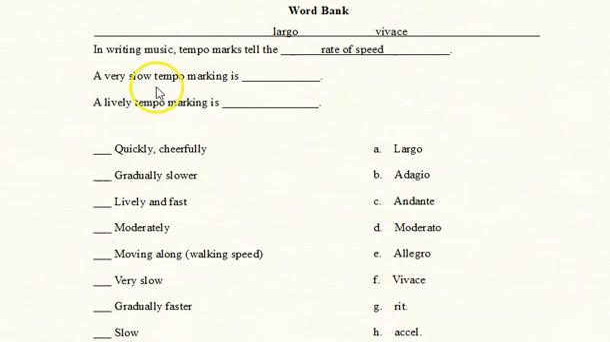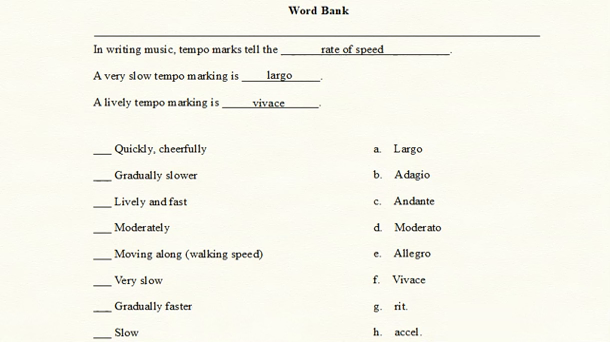A very slow tempo marking is, we just went over this, largo. And lastly, a lively tempo marking is vivace. For our next set of exercises, we are going to match the Italian term to the English meaning by writing the correct letter in each blank.